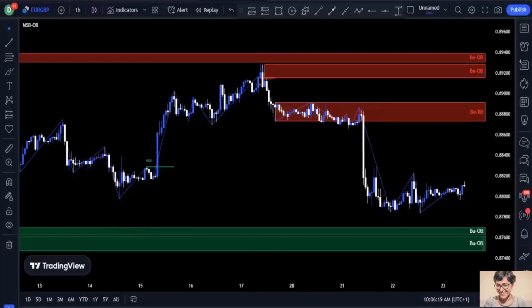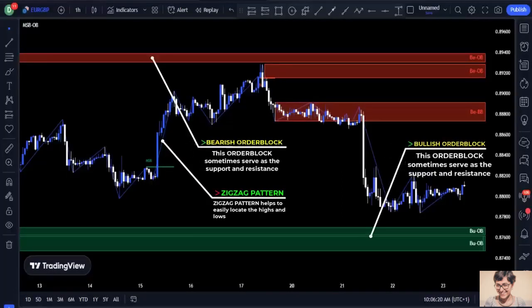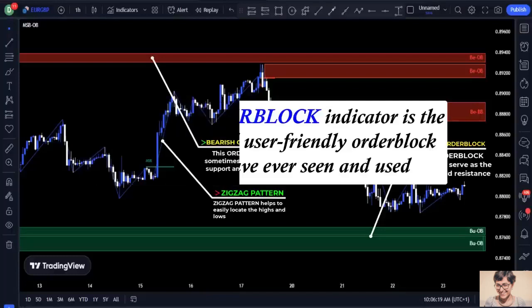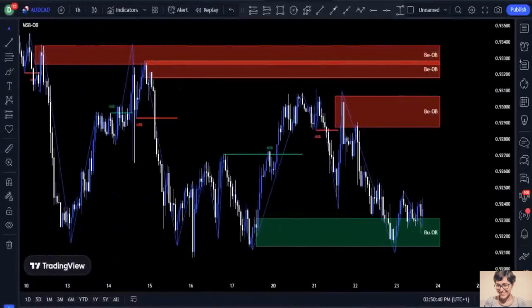Now this indicator basically shows the market structure break, the BOS, and the order blocks. The bullish breakout occurs when the price breaks the most recent higher highs. This is when the indicator shows a green MSB, which means the market structure break. On the other hand, when the price breaks the most recent lower low, we have a bearish red market structure break. This indicator also includes the zigzag patterns, which help us to easily spot the lows and highs, and the market structure. We have these order blocks which can also be used as supply and demand zones.